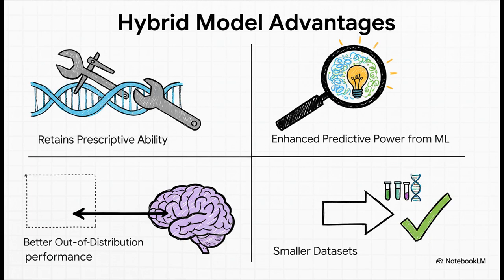This hybrid approach offers several key advantages. You retain the interpretability of the mechanistic model while gaining the predictive accuracy of machine learning. It's also hypothesized that these models may perform better when faced with new, out-of-distribution data. And, importantly, because the machine learning component is only correcting errors rather than learning from scratch, these models can often be trained with smaller datasets, which is a significant practical benefit.